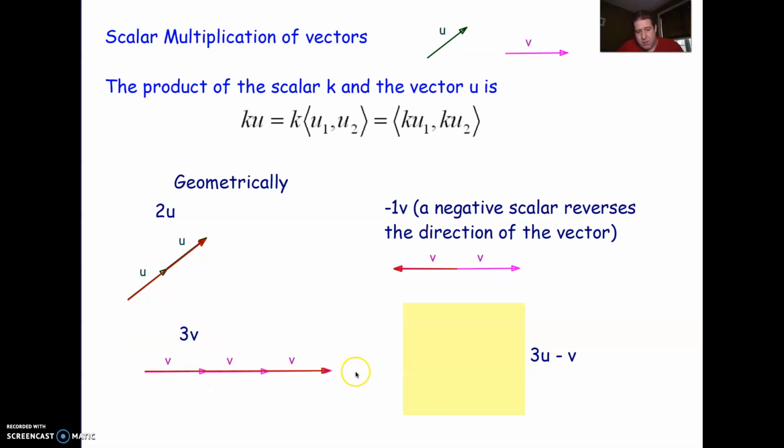3 V's will just be going to the right 3 times that same magnitude. So V is the magnitude, and you're going in that direction. And this will be 3 U's minus V's. And the resulting vector is the red one. That's your answer right there.